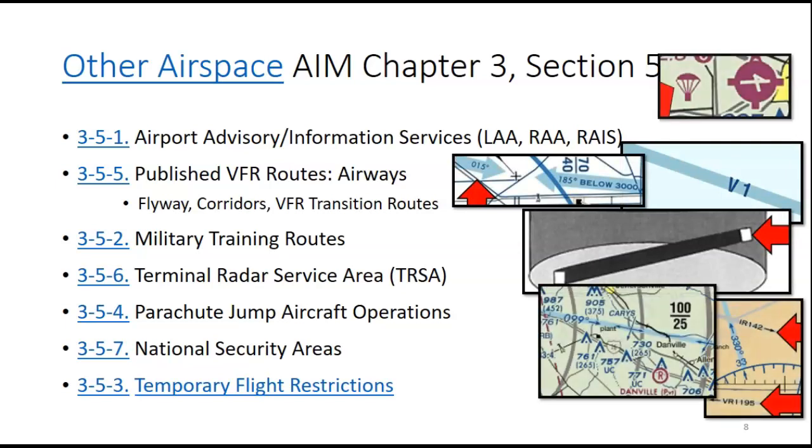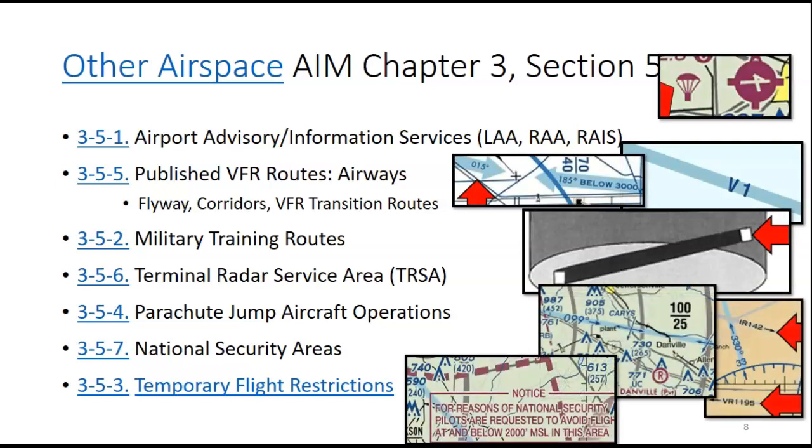Other airspace includes airport advisory areas, published VFR routes or airways like flyways, VFR corridors, or VFR transition routes, military training routes, terminal radar service areas or TRSAs, parachute jump operations, and national security areas. And then finally, temporary flight restrictions are all known as other airspace.